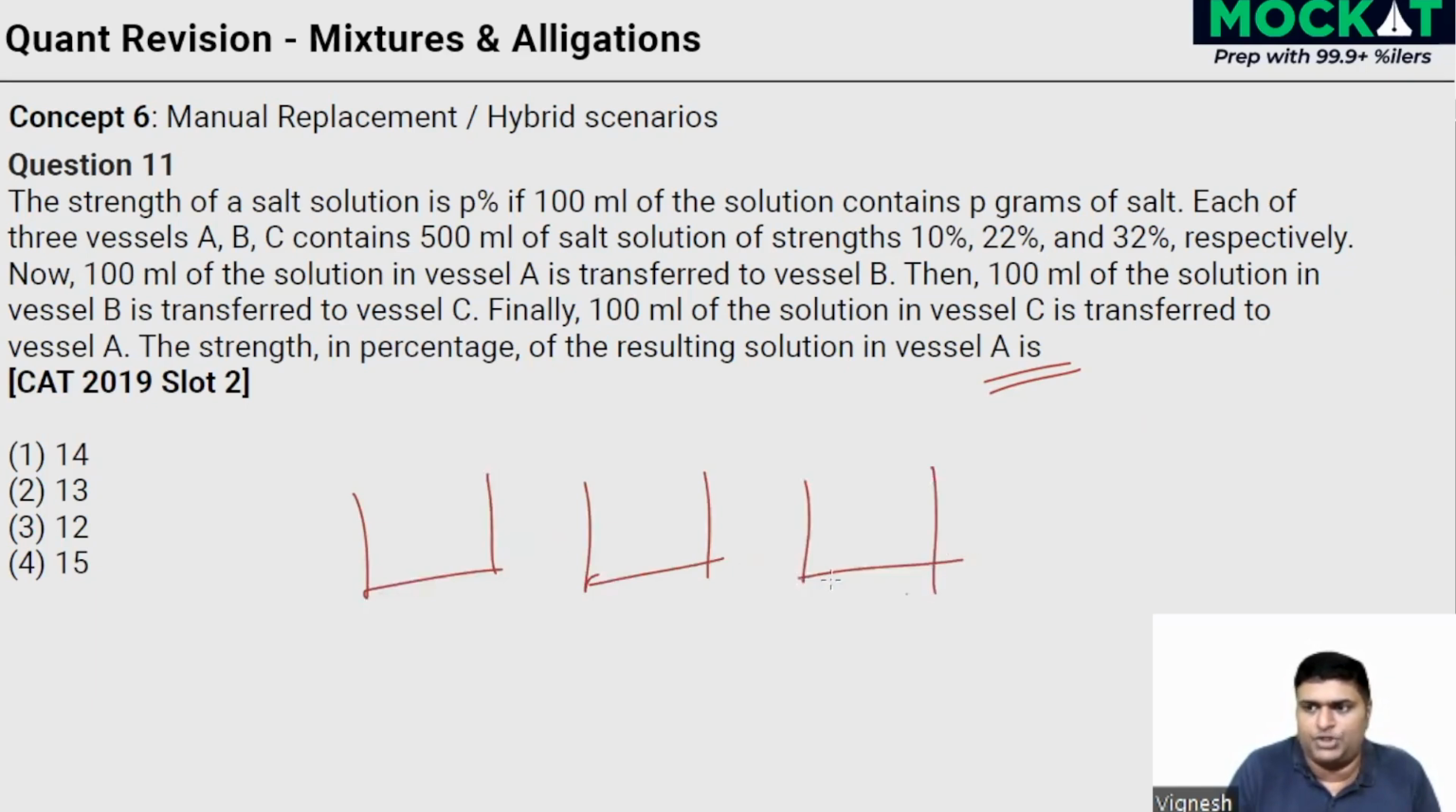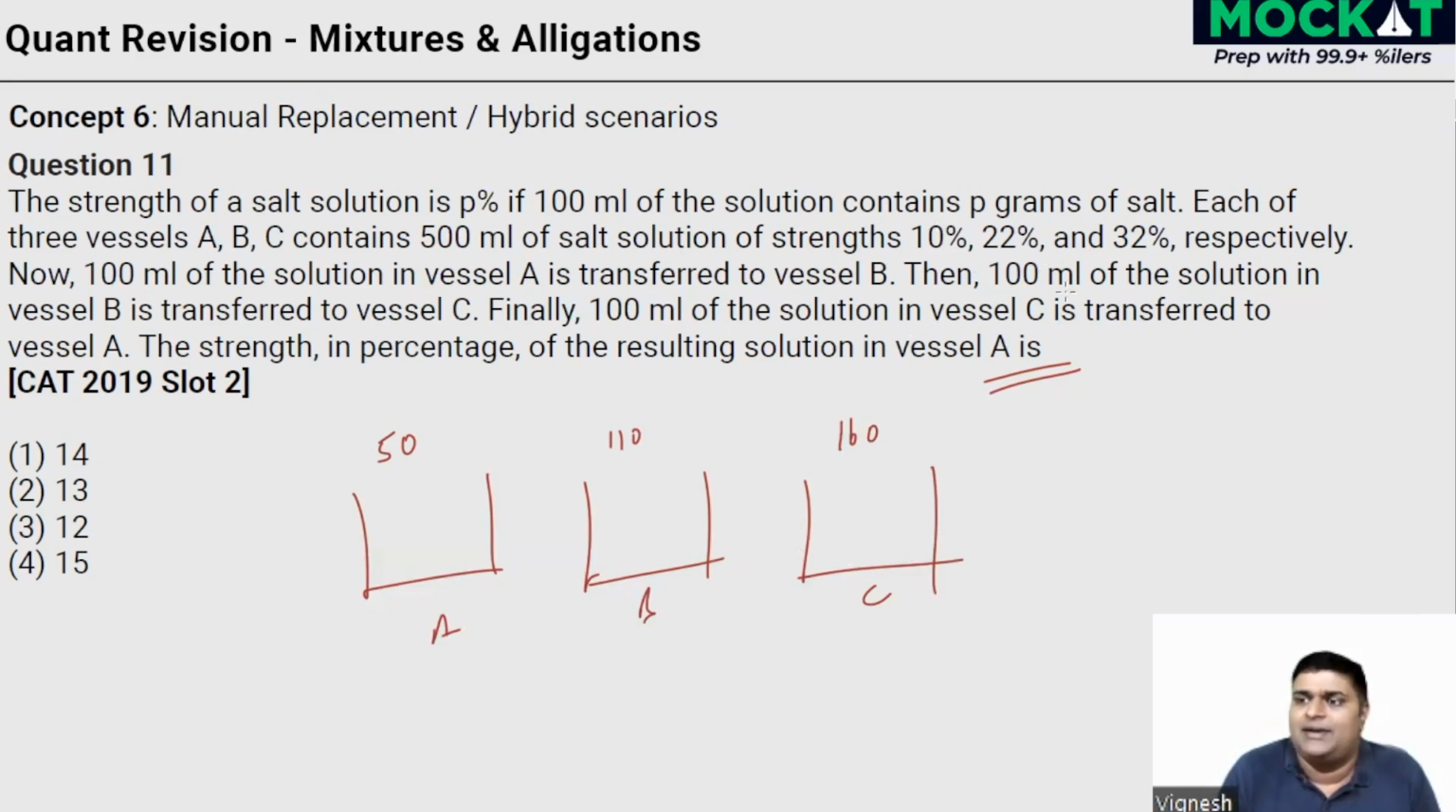So what I know for sure is I had 10% of 500. What is the initial value everywhere? 10% of 500, which is coming to 50 grams. Next, 22% of 500, which is going to come to 110 grams. And then the third vessel over here, let's label it A, B, and C, 32% of that, which is coming to 160 grams.